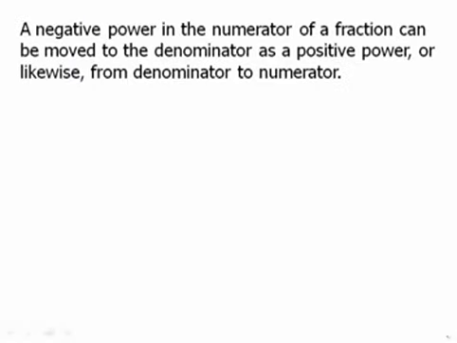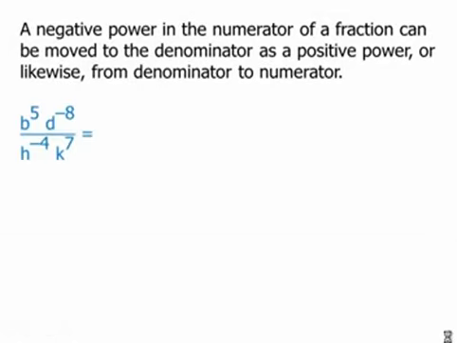A negative power in the numerator of a fraction can be moved to the denominator as a positive power, or likewise from the denominator to the numerator. For example, if I have this fraction and I need to simplify it, that d to the -8 in the numerator, if I move it to the denominator, will be d to the positive 8. That h to the -4 in the denominator, if I move it to the numerator, will become h to the positive 4. And so this is the expression now written with all positive powers.